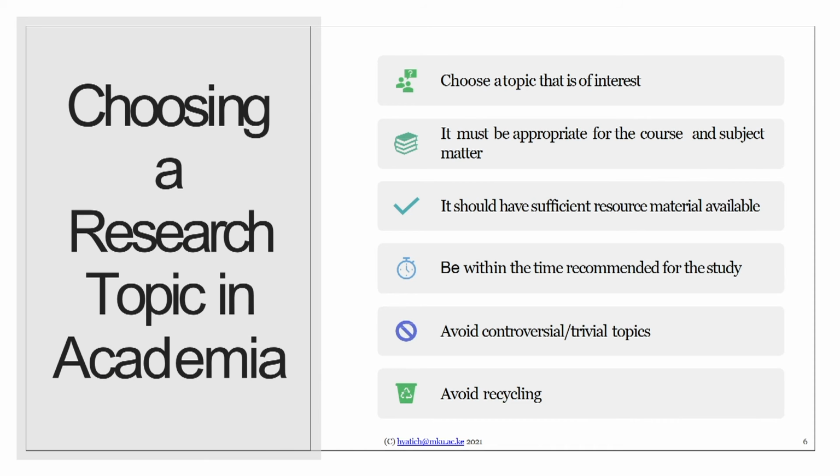Number three is that there must be enough resources to inform you more or to tell you more about your research. When we come to that, item number 5 is that you need to avoid controversial or trivial topics. I'll give you examples of such topics. And I'm tying that point with point number 3, that your research title should enable you to access a rich resource of information and material.